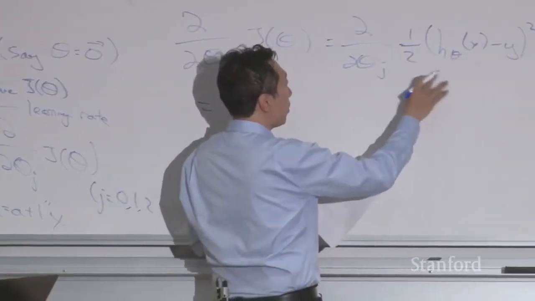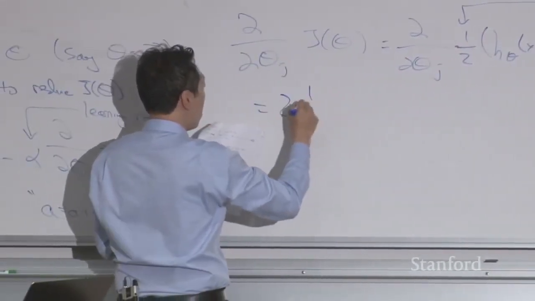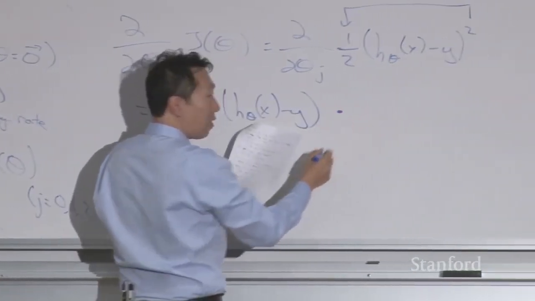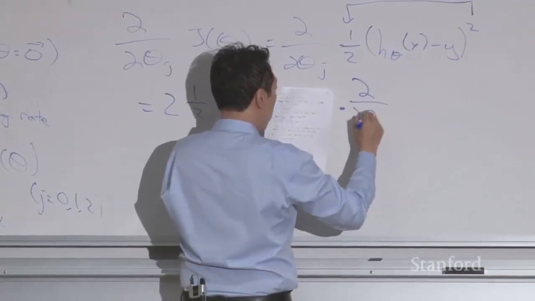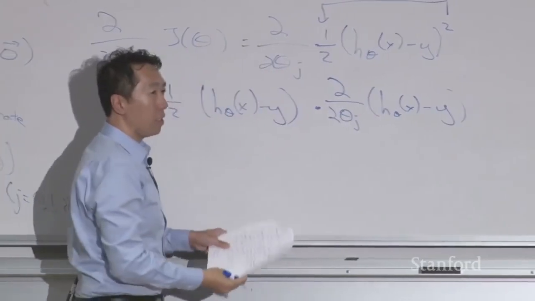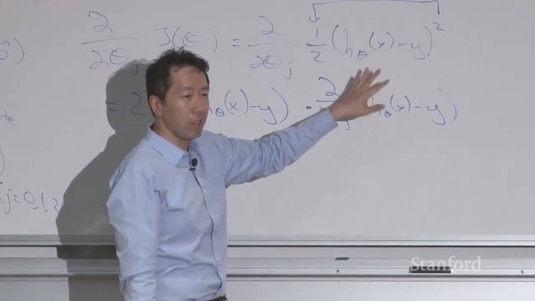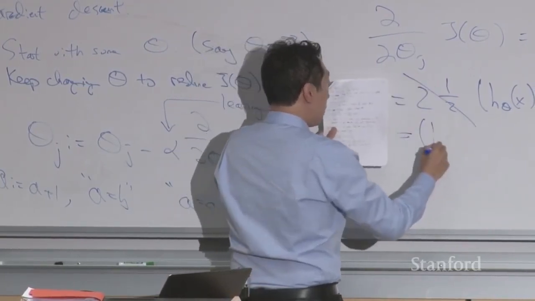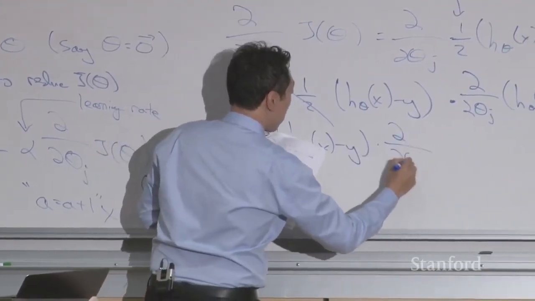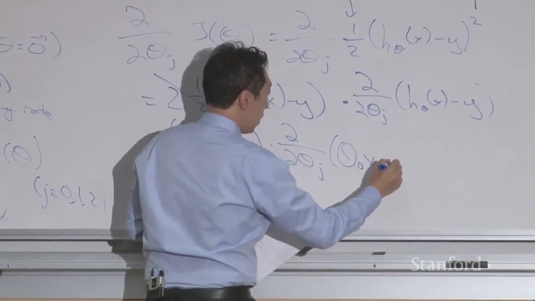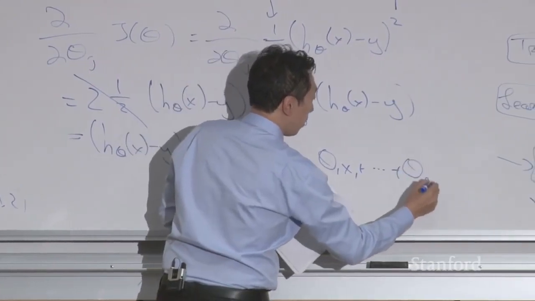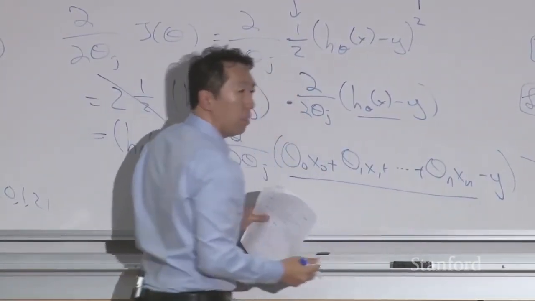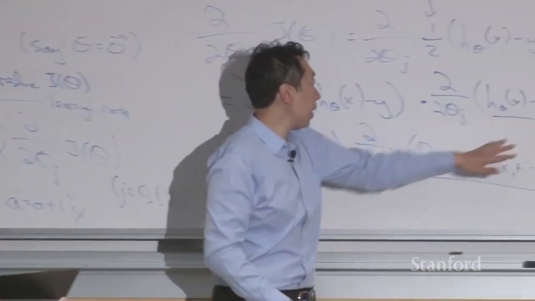From calculus, if you take the derivative of a square, the 2 comes down, and that cancels out with the half. So 2 times 1/2 times the thing inside. And then by the chain rule of derivatives, that's times the partial derivative with respect to theta j of h of theta of x minus y. So if you take the derivative of a square, the 2 comes down, and then you take the derivative of what's inside and multiply that. The 2 and the 1/2 cancel out, so this leaves you with h minus y times the partial derivative with respect to theta j of theta 0 x0 plus theta 1 x1 plus dot dot dot plus theta n xn minus y, where I just took the definition of h of x and expanded it out to that sum, because h of x is just equal to that.